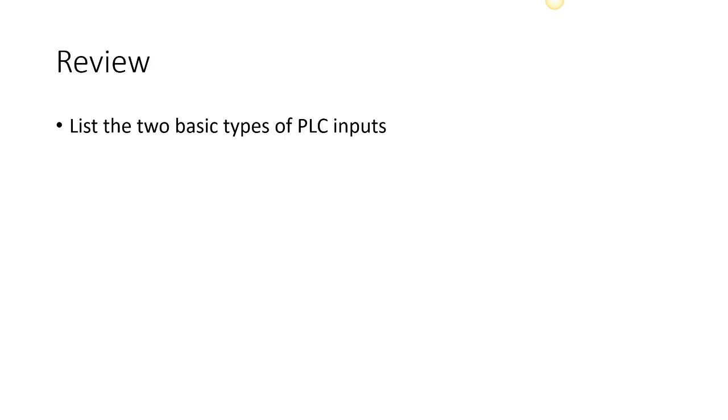So let's list the 2 basic types of PLC inputs. We had one type that had 2 states. It could either be on or off, open, closed, running, not running, alarm, or clear. That is called a discrete input.